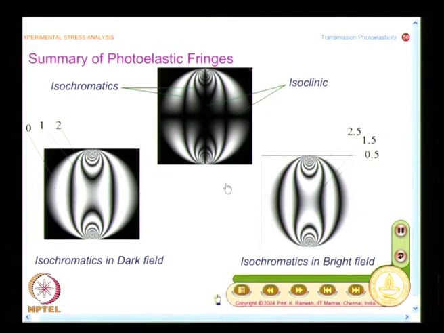The moment I come to the bright field, I label the fringes as 0.5, 1.5, 2.5, and comparing these two figures you can see that these two are complementary fringe patterns. So, what was white here is dark here and what is white here is dark here. So, in the case of a bright field you label the fringes as 0.5, 1.5, 2.5 and so on. In the case of a dark field you label them as 0, 1, 2, 3 and so on.